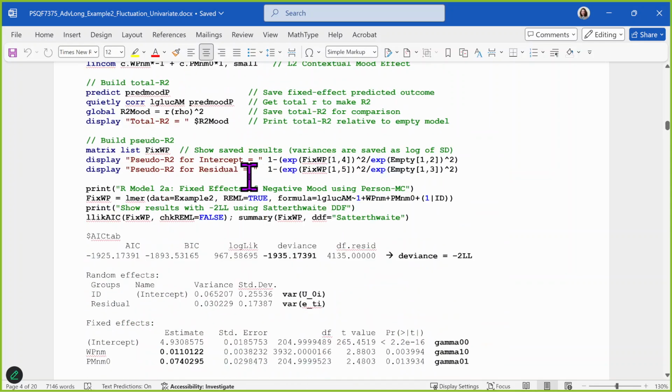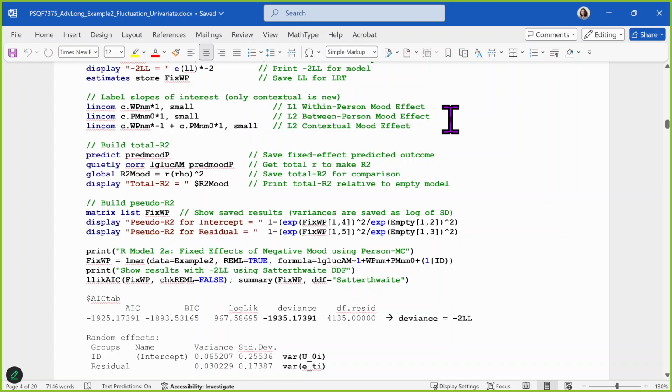So we went through most of this stuff. Stata folks, are there any pieces of code here that you want to ask questions about, what it's doing or why it's doing what it's doing? We've got labeling effects. We've got building a total R-square by computing the fixed effect predicted outcome and correlating it with the real one, squaring that correlation to make it total R-square, and then pseudo R-square. Had a request for review question about that as well. So first off, Stata folks, any questions on the code, what it's doing, or why? No, we're good? Mostly good?